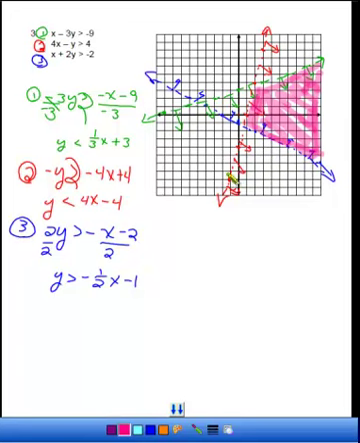Anything else will solve one of them, 2 of them maybe, but not all 3. The only place where all 3 of them would be a point that would give you a true statement for all 3 is that shaded area.